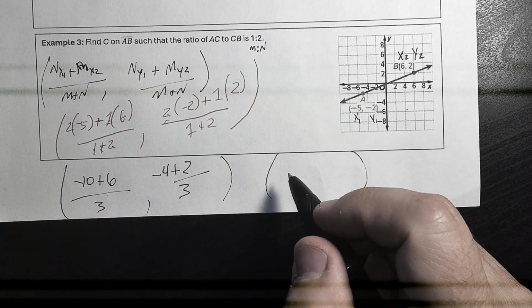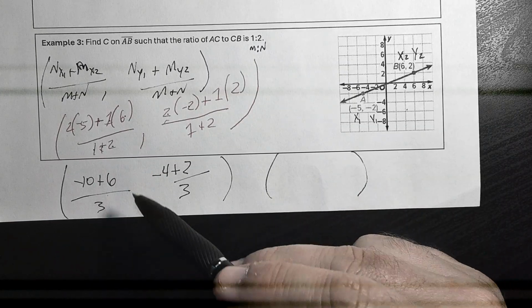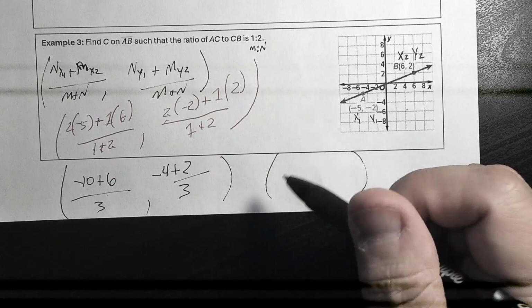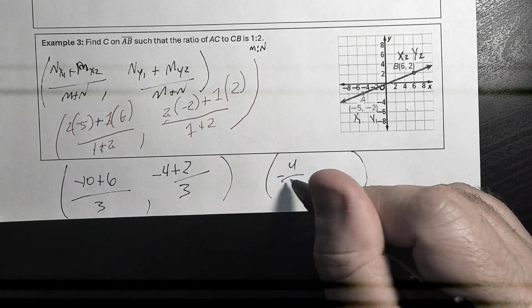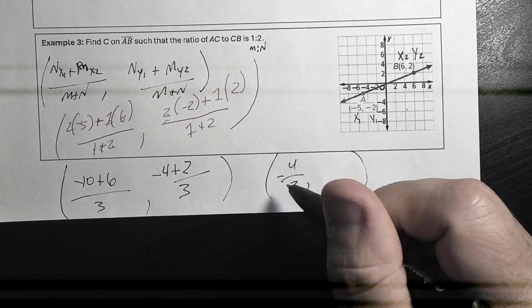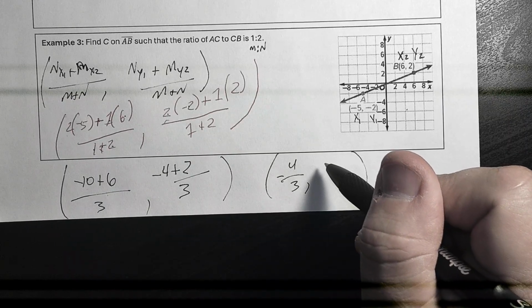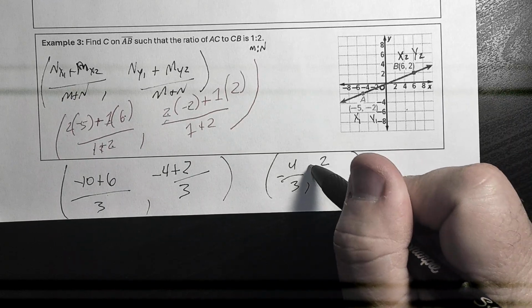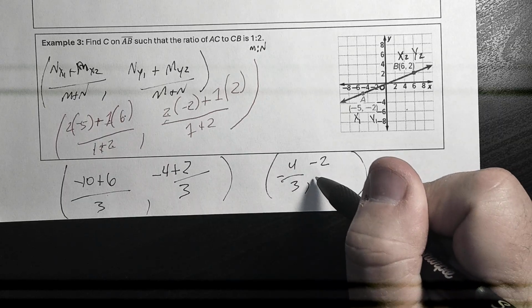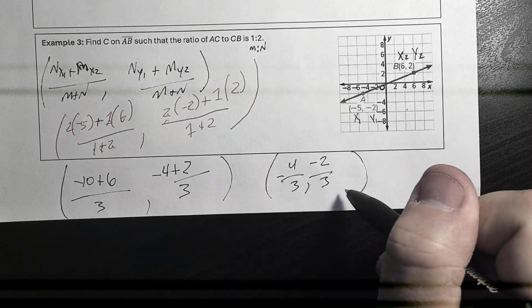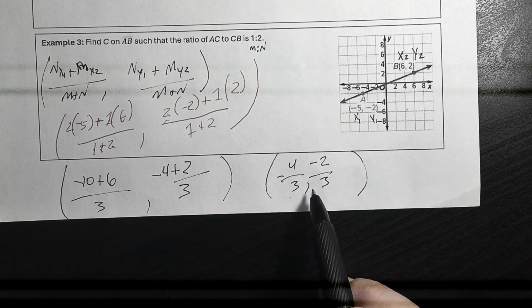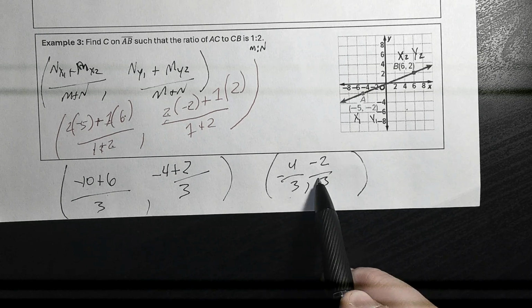All right, so we're moving over here. Negative 10 plus positive 6 makes a negative 4. And 3 stays the same. Up on top, negative 2 and negative 4, and a positive 2 make a negative 2. And the 3 stays the same. These can't reduce, so our point's going to be negative 4/3 and negative 2/3.